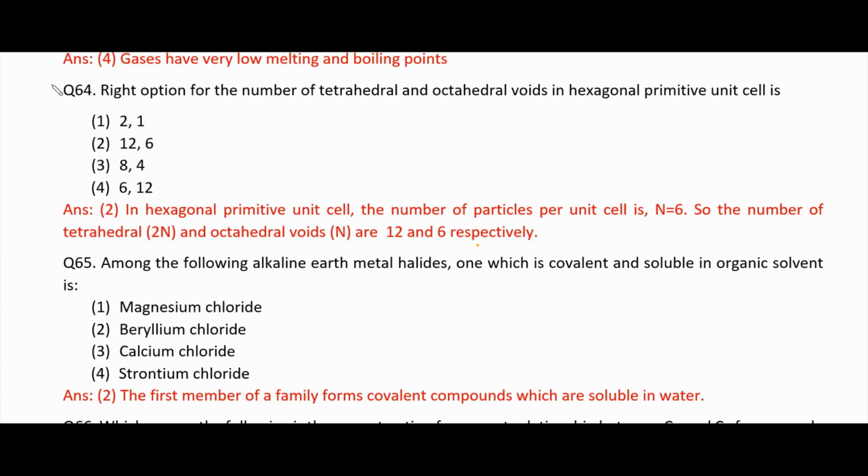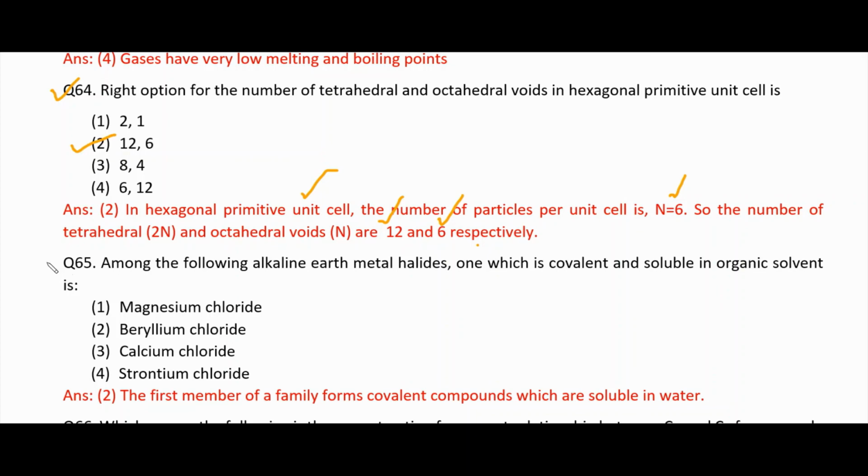Question 64. Right option for the number of tetrahedral and octahedral voids in hexagonal primitive unit cell is? Coming to the solution, we know that in a hexagonal primitive unit cell, the number of particles per unit cell is 6. So the number of tetrahedral voids, twice the number of particles, is 12. The number of octahedral voids, same as the number of particles, is 6. Therefore, option 2 is correct.